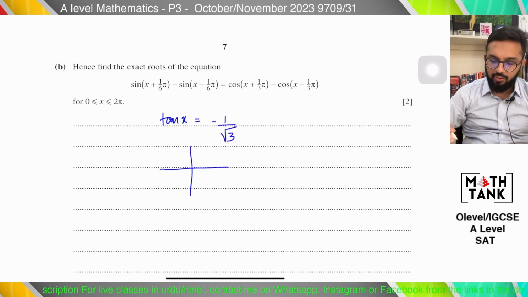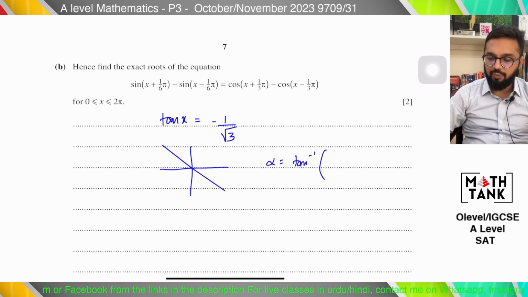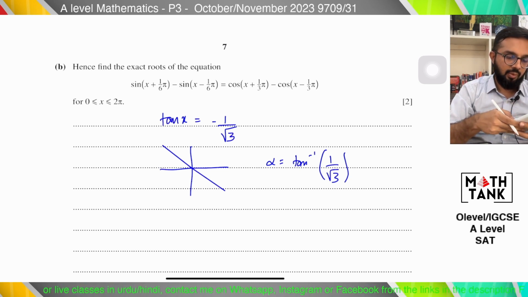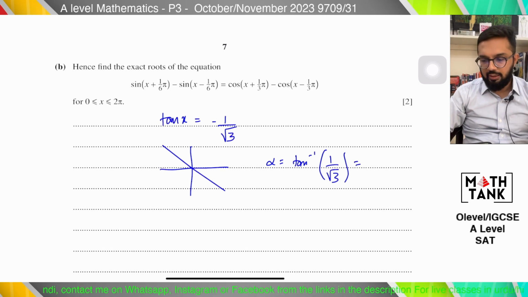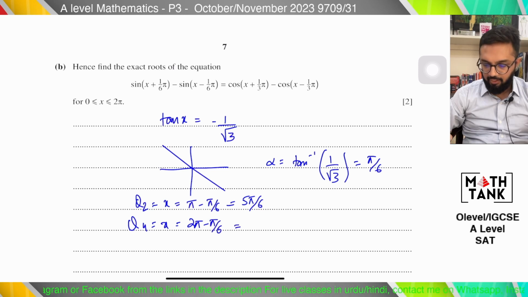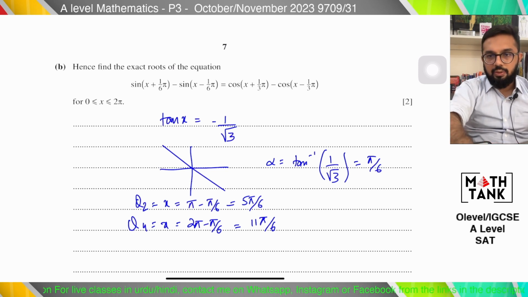I first draw my quadrants. I am looking for negative tan, so that's in quadrant 2 and quadrant 4. I'm going to calculate my alpha, tan inverse of 1 over root 3. What's tan inverse of 1 over root 3? It's pi over 6. So in quadrant 2, I have x equals pi minus pi over 6, 5 pi over 6. And in quadrant 4, I will have 2 pi minus pi over 6, which is 11 pi over 6. Okay, those are the correct answers.